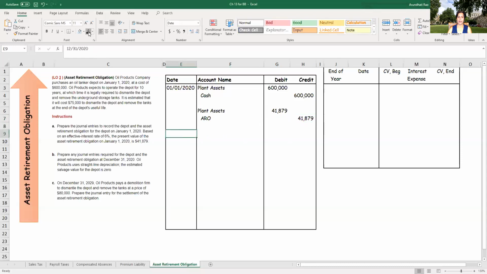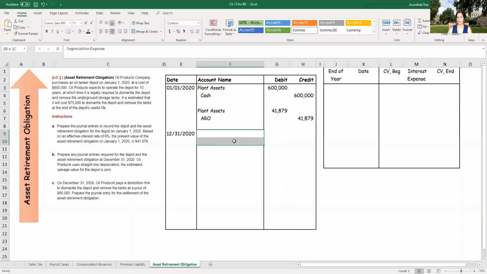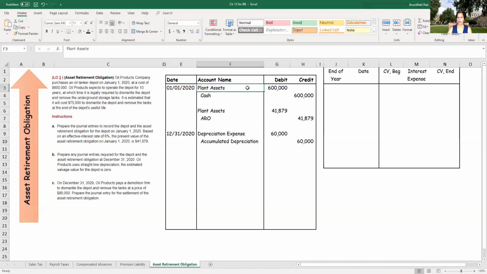Okay. Now in part B, they're asking us to prepare the journal entries required for the depot and the asset retirement obligation at December 31st, 2020. We are using the straight line method of depreciation, assuming there's zero salvage value. So the first part is easy. This plant asset has to be depreciated over 10 years, straight line method, zero salvage value. It's basically 600,000 divided by 10. And the journal entry is depreciation expense debit, accumulated depreciation credit, and that's going to be $60,000. That's for the plant asset.